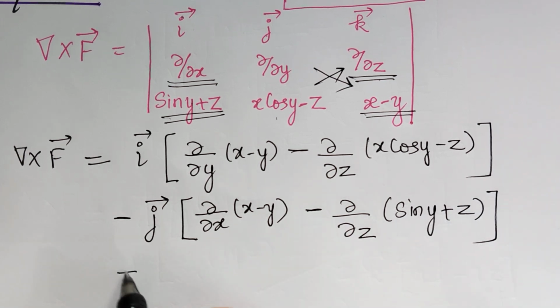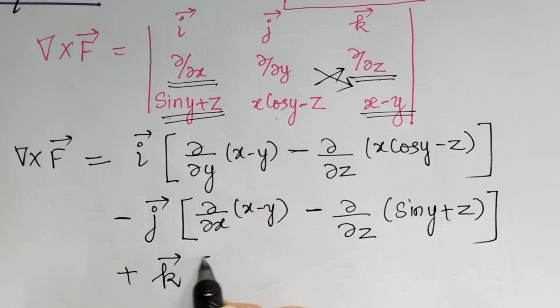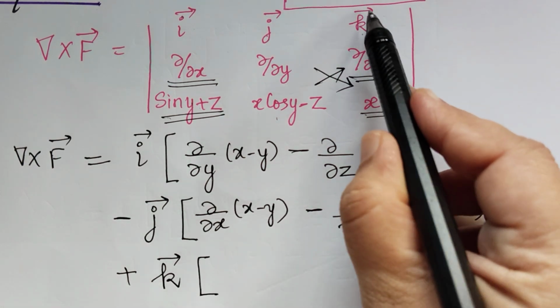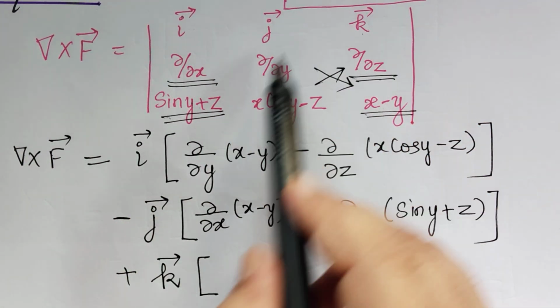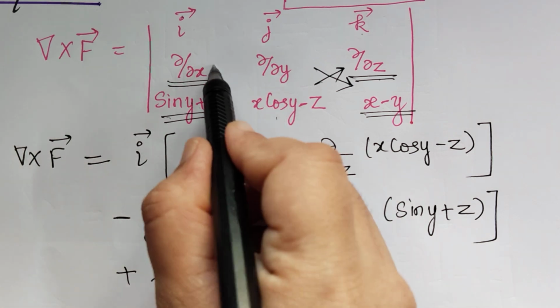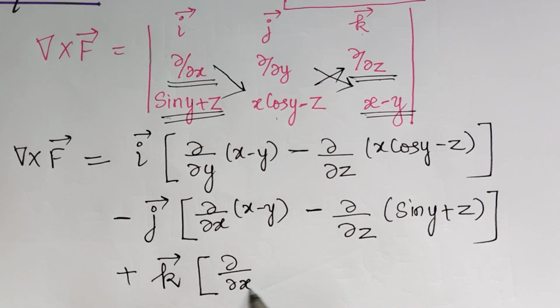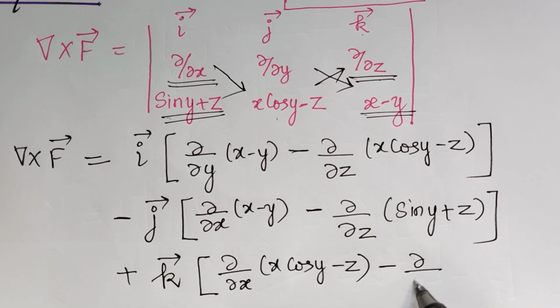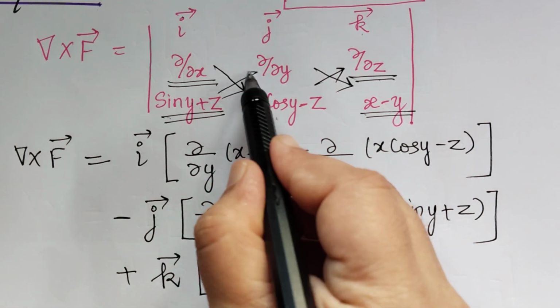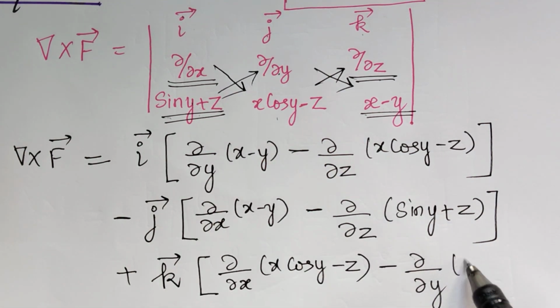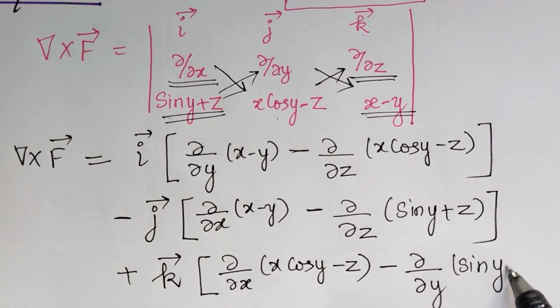And then plus k vector multiplied with, so k vector is here, block this column, block this row, determinant of this. So dou by dou x of this, so dou by dou x of x cos y minus z, and then minus dou by dou y of, because this into this, so dou by dou y of sine y plus z.